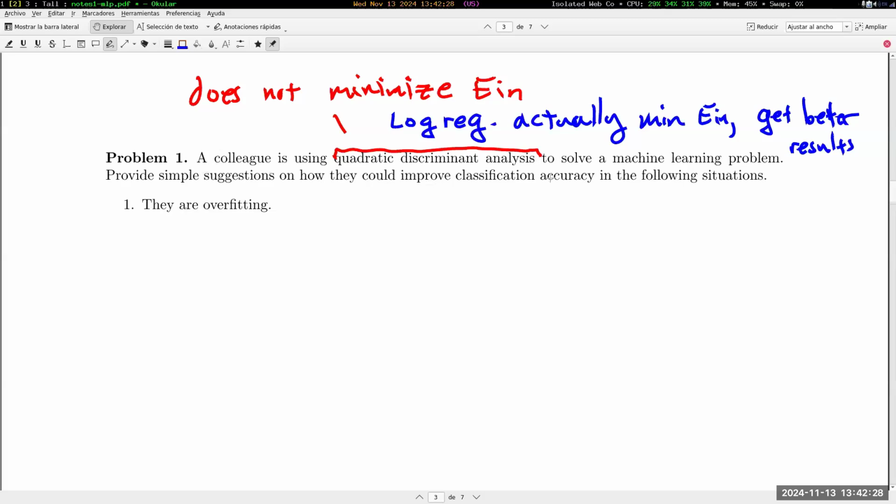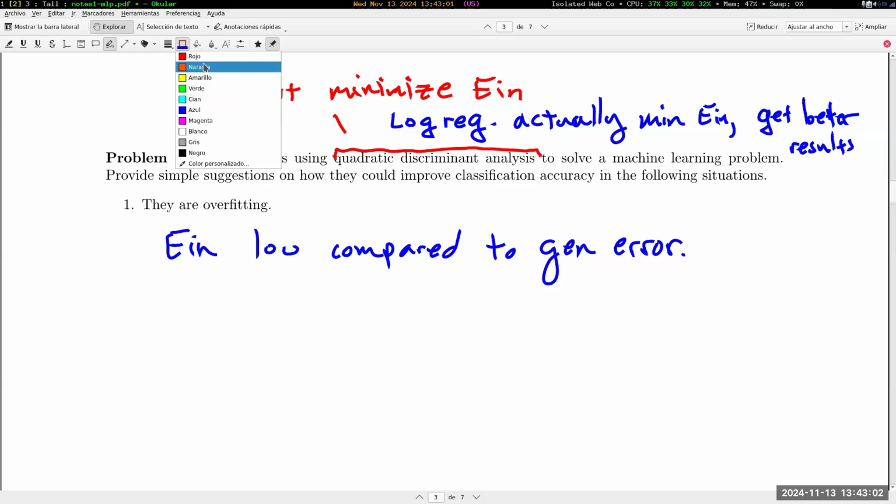So a colleague is using quadratic discriminant analysis to solve a machine learning problem, and we provide simple suggestions on how they could improve classification accuracy in the following situations. Situation one is they are overfitting. And so that means that our in-sample error is low compared to generalization error. And so the solution here is the same sort of solutions that we talked about on the midterm exam.